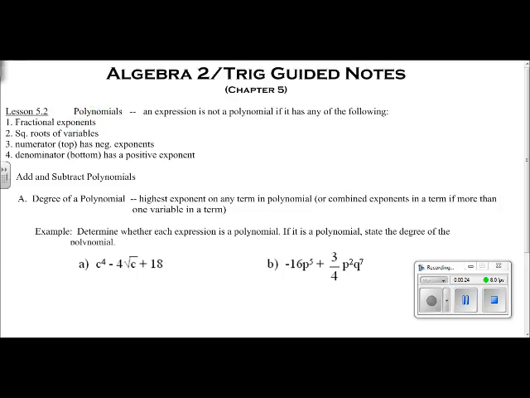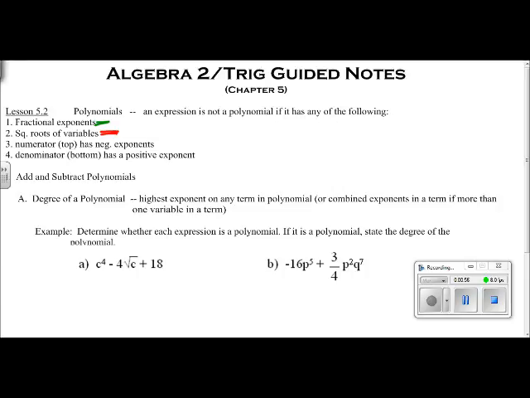Now, things that a polynomial is not is any time that an expression has fractional exponents, such as x to the 1/2 or y to the 1/3. These are not polynomials. So we need to watch out for that as well. Anytime that there are square roots of variables, like the square root of x or 3 square roots of y, these are not polynomials because they have those square roots of the variables inside there.